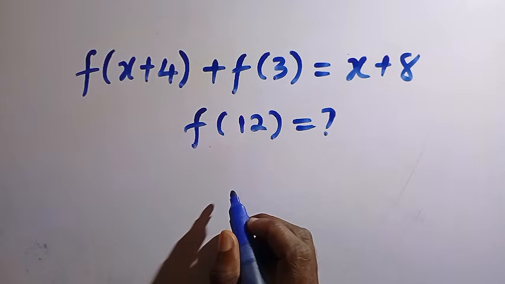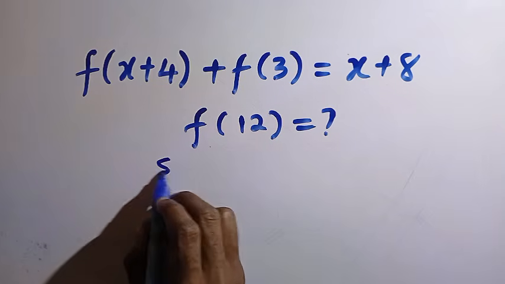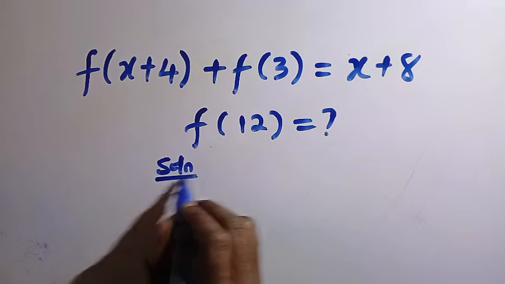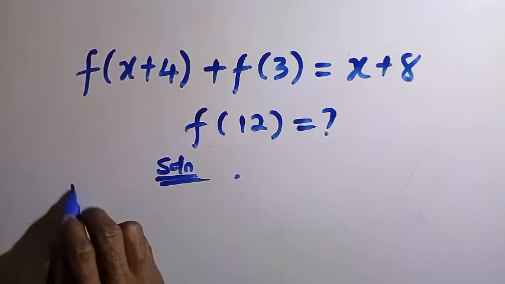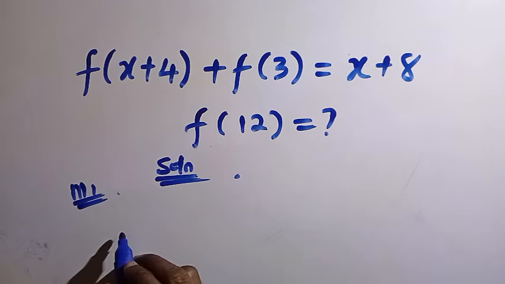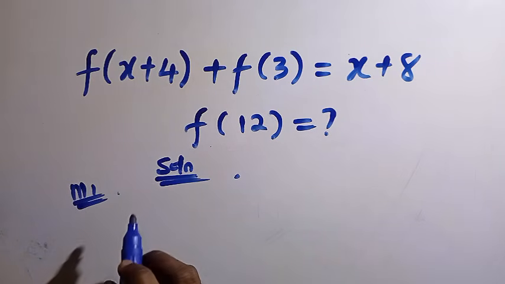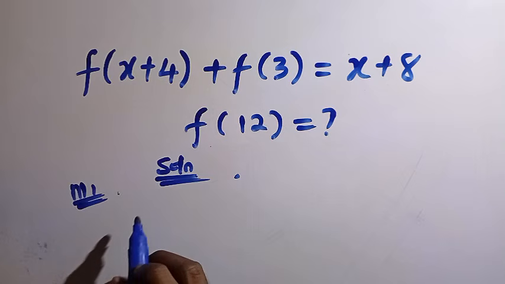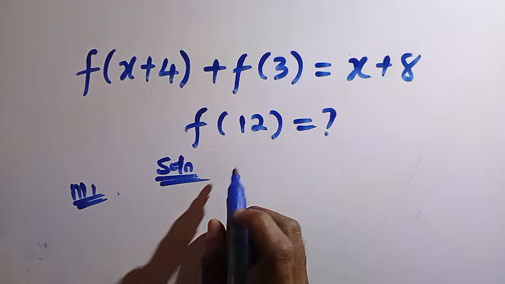I'm going to be solving this in two different ways. And if there's any other way that we can use to solve this in the simplest form, let's try to drop it in the comment box. And if you consider the solution, if we have method 1, from f of x plus 4, what we need is f of 12.